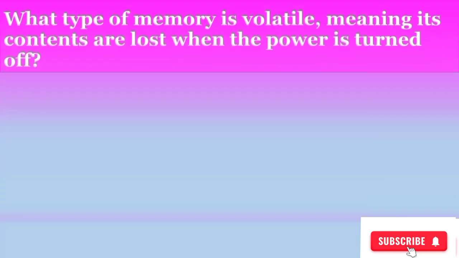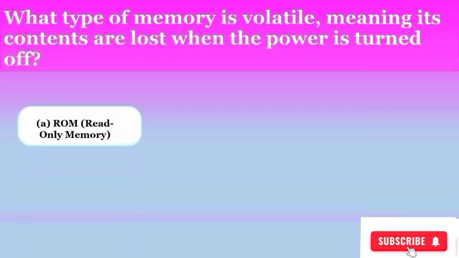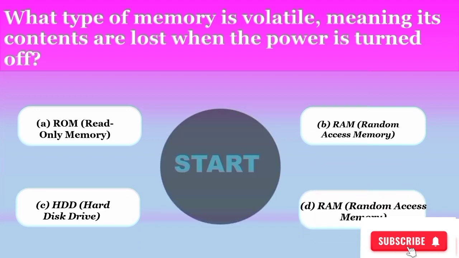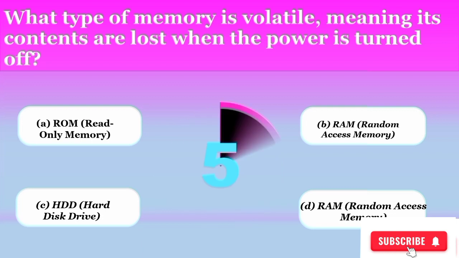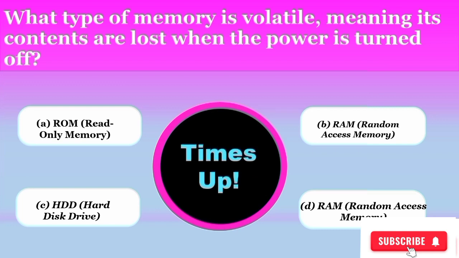What type of memory is volatile, meaning its contents are lost when the power is turned off? A. ROM. B. RAM. C. HDD. D. RAM. The correct option is option D, RAM.